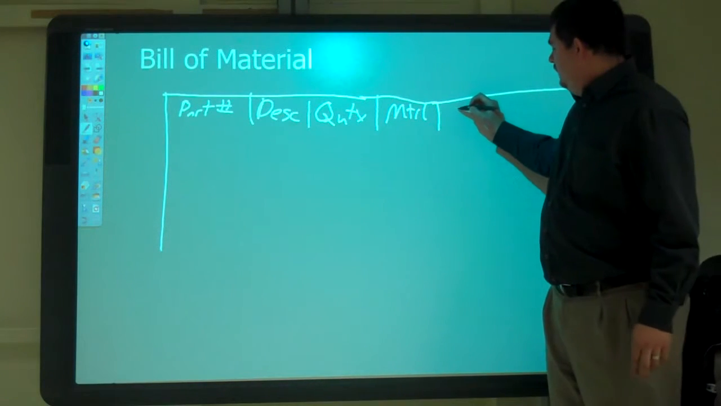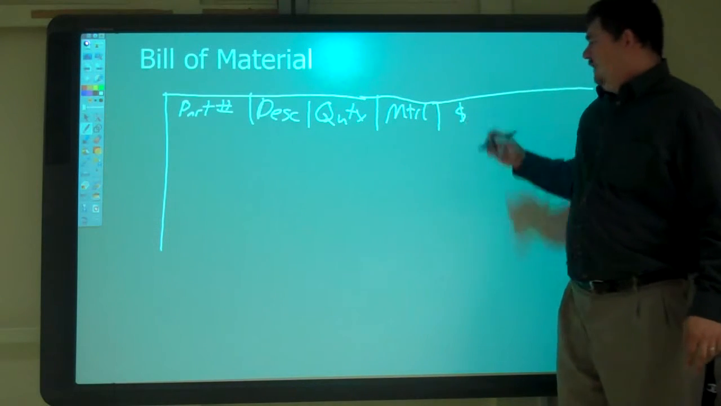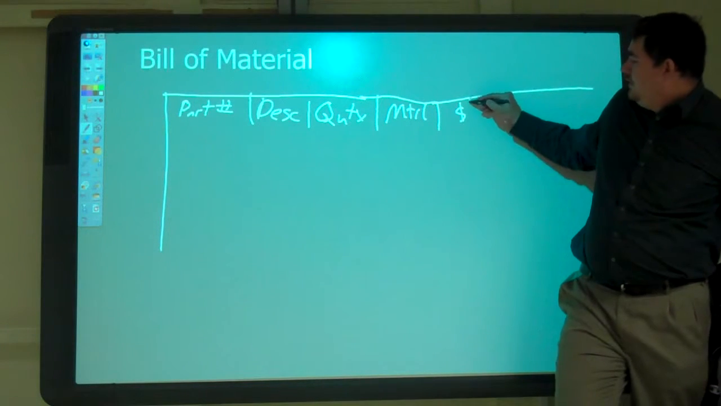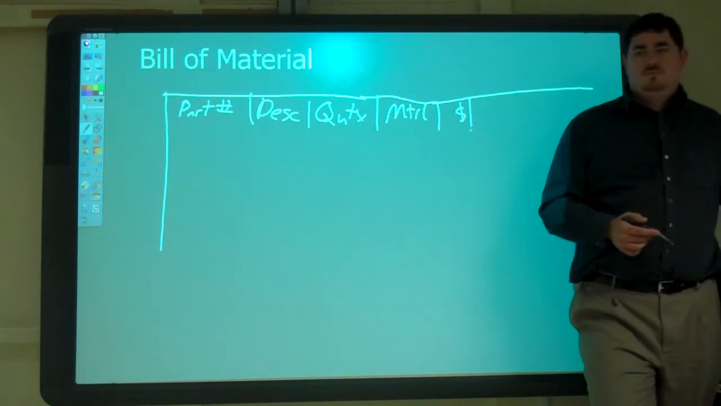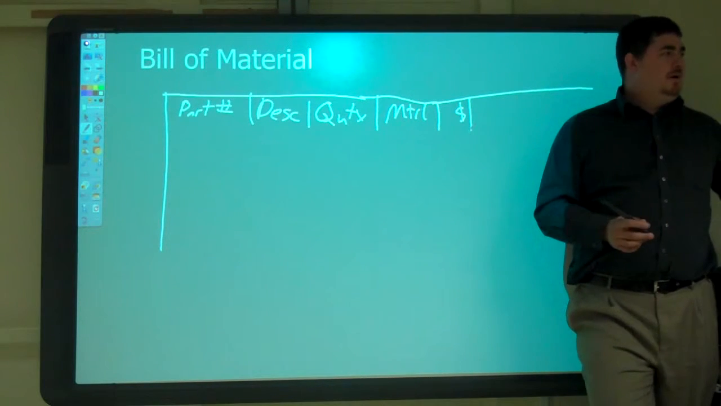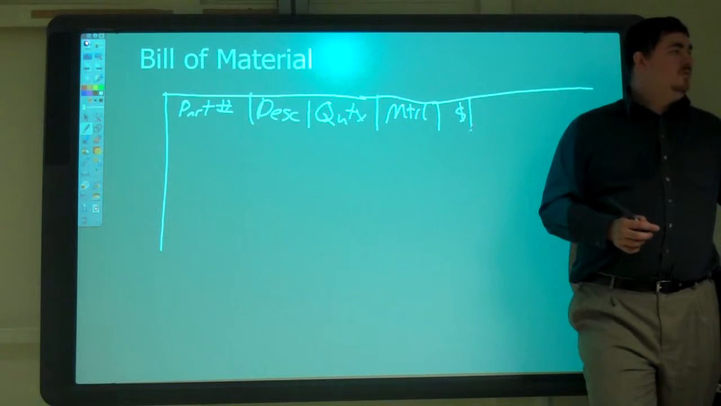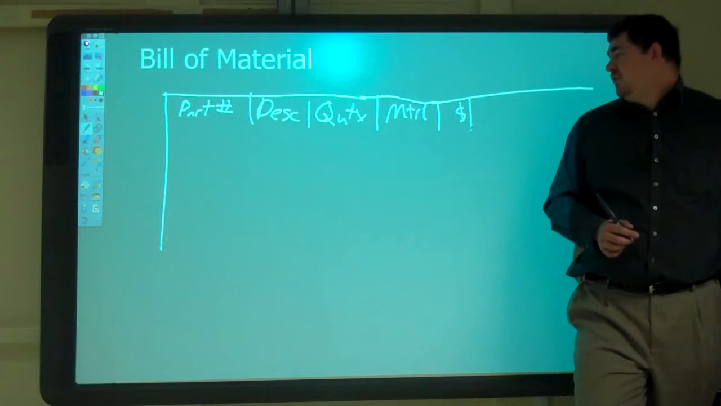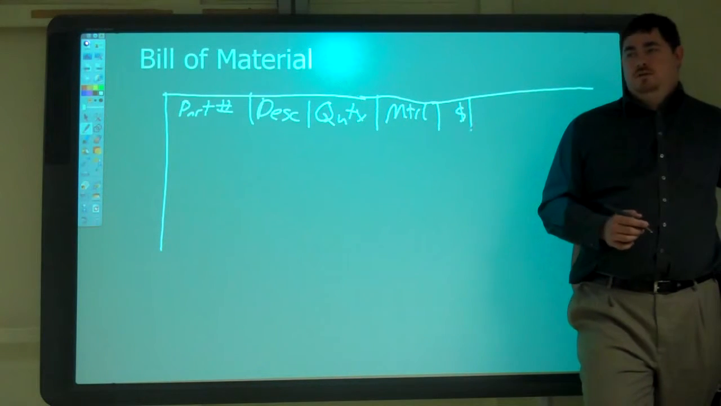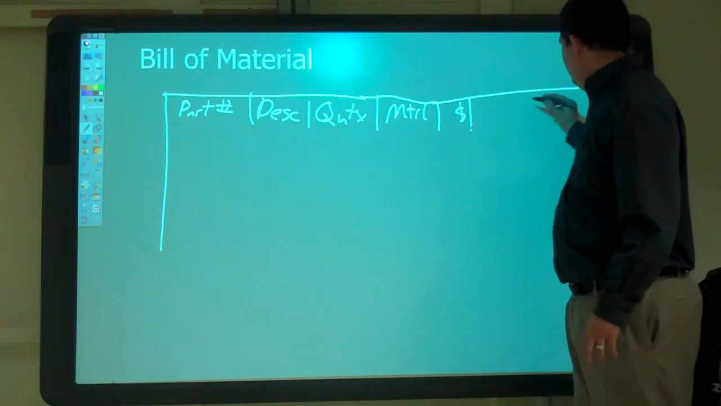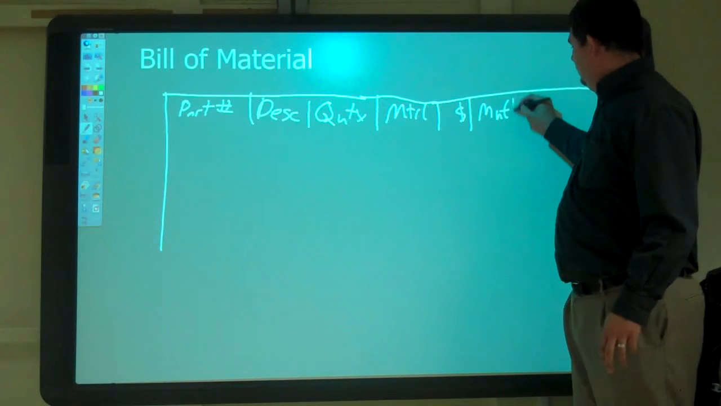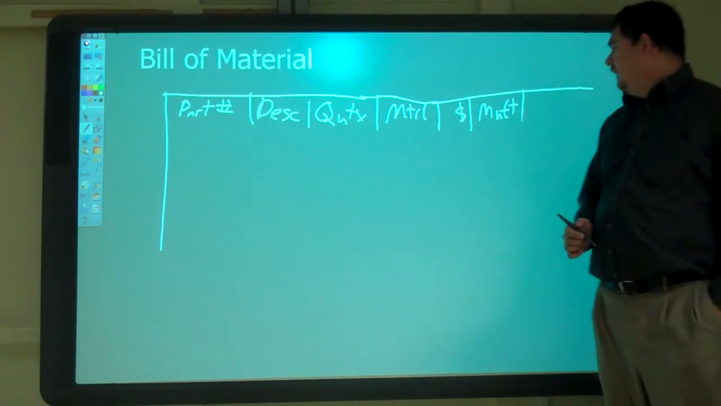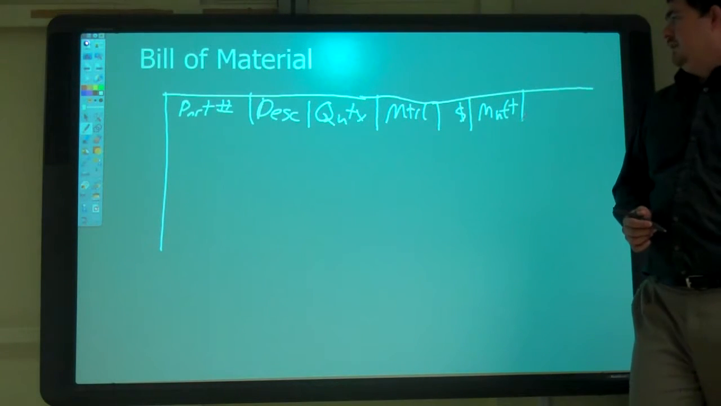We can even calculate that for manufactured parts too. So, price. What else would be good to know about the overall? Part number, description, quantity, material, cost, if it's a purchase part. That could be self, or it could be who you're buying it from. What else? There's something else we're missing.